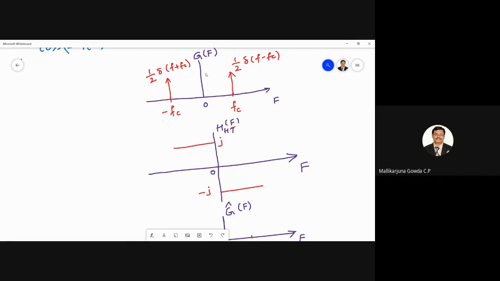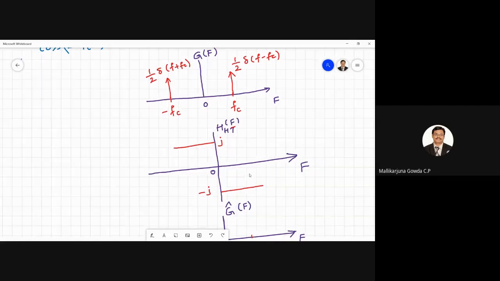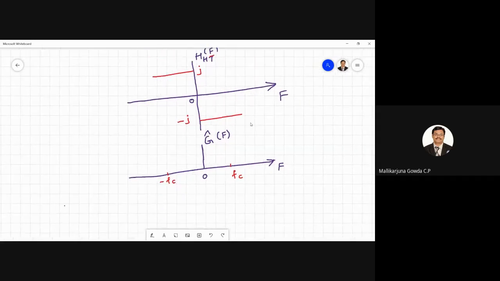If I multiply this G of f with HT of f, what do I get? Two impulses, with what magnitude? J by 2 del of f plus fc, and minus j by 2 del of f minus fc. At minus fc it is j by 2 del of f plus fc, and at plus fc I get minus j by 2 del of f minus fc. Just multiplication of these two. Here the value is j for f less than 0, and minus j for f greater than 0. Hope it is clear for others.